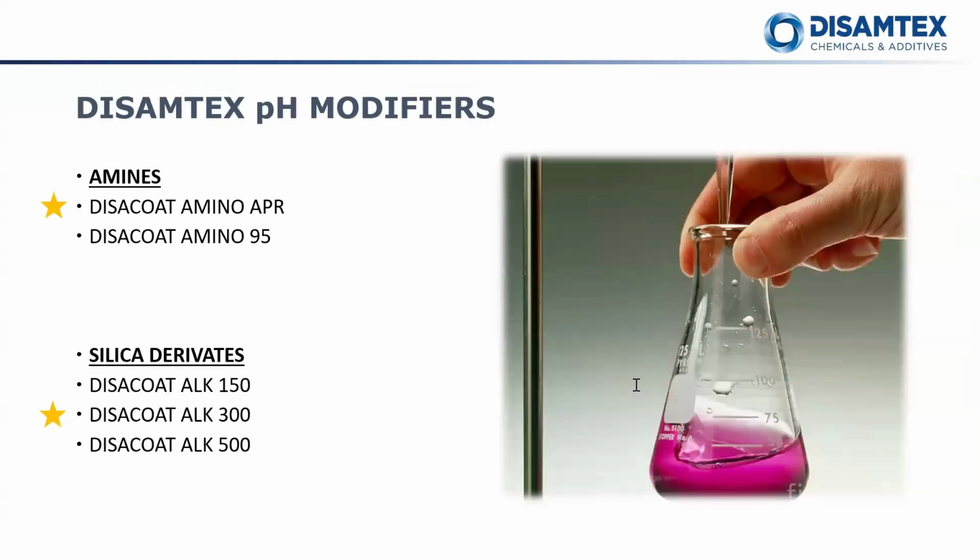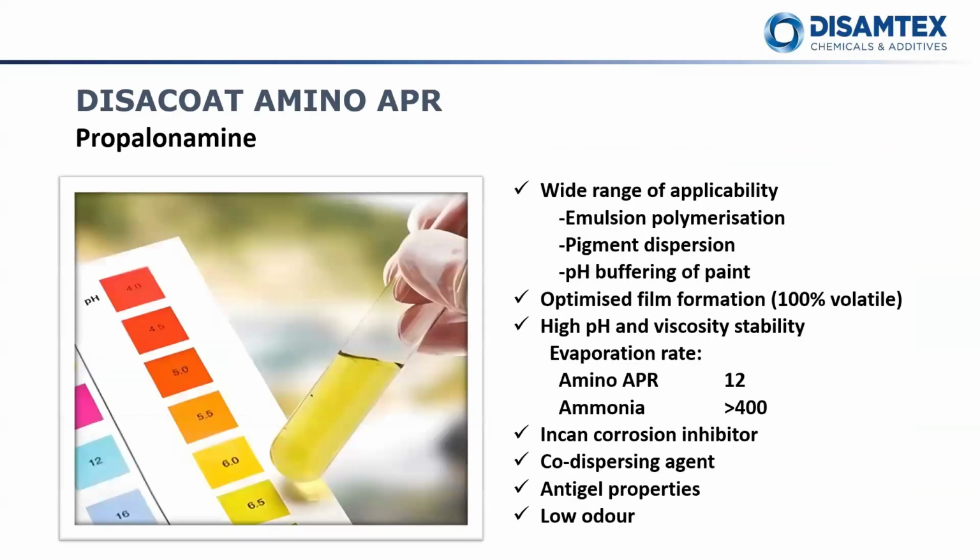Disamtex will offer two types of alkalizing agents, those with an organic amine base and those with an inorganic silica base. So amino APR and ALK 300 are the great players in this game, each representing one of the two types, the amine family and the silica-based family.